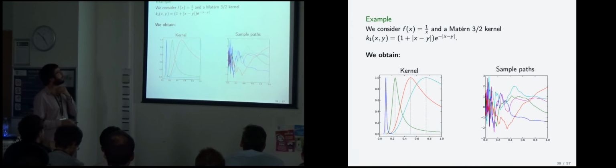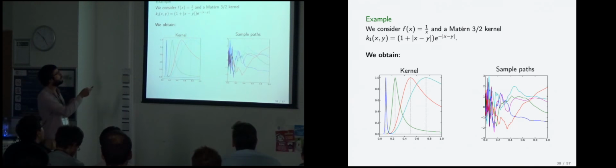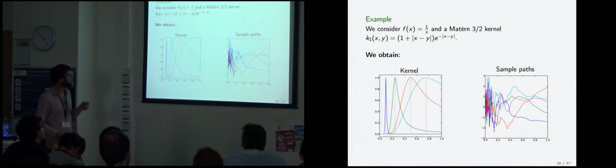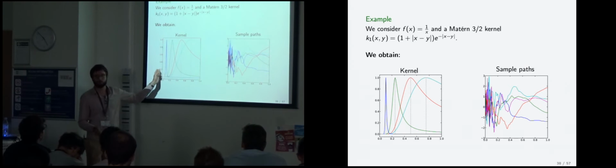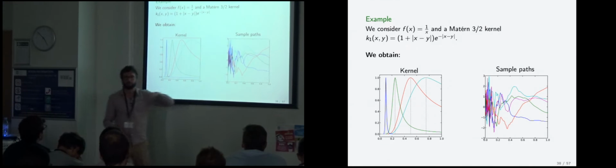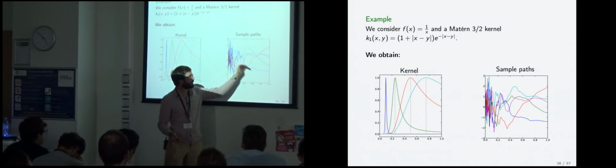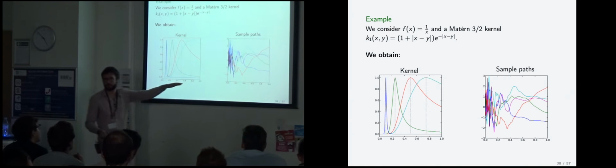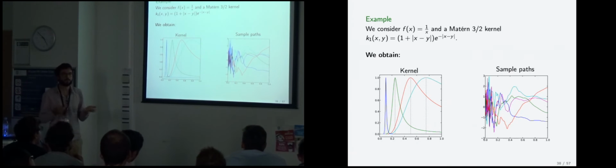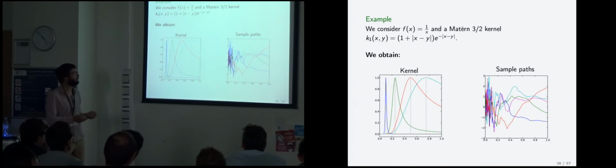So here's an example where we combine a Matern kernel with this kind of rescaling. And this is the kernel function, which is not stationary anymore. And this is the kind of sample path we obtain. So very high frequency variations in the beginning, and then it's becoming smoother and smoother with time. OK, that's the kind of thing you can do with this rescaling.